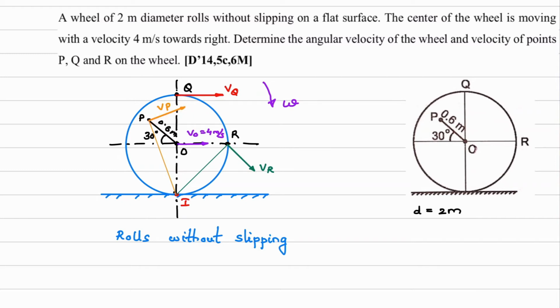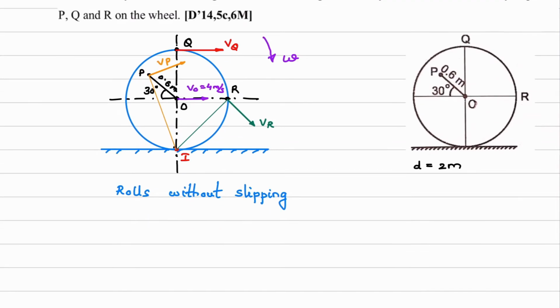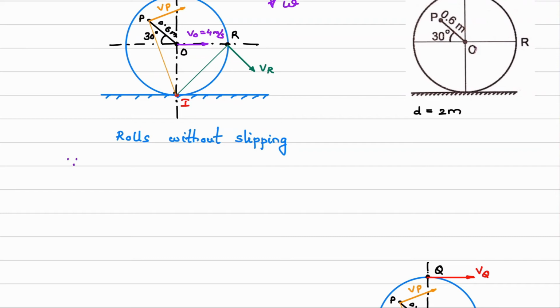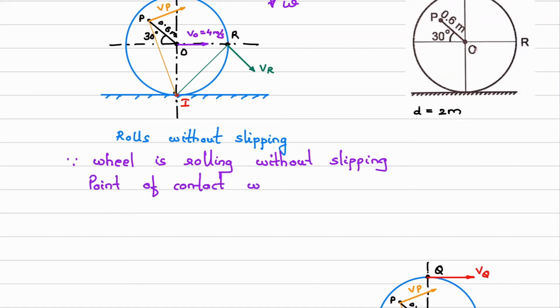Now how to calculate omega here? VO is equal to IO into omega. From there we can calculate omega. Now I'll write it down: since the wheel is rolling without slipping, the point of contact with the stationary surface is ICR.